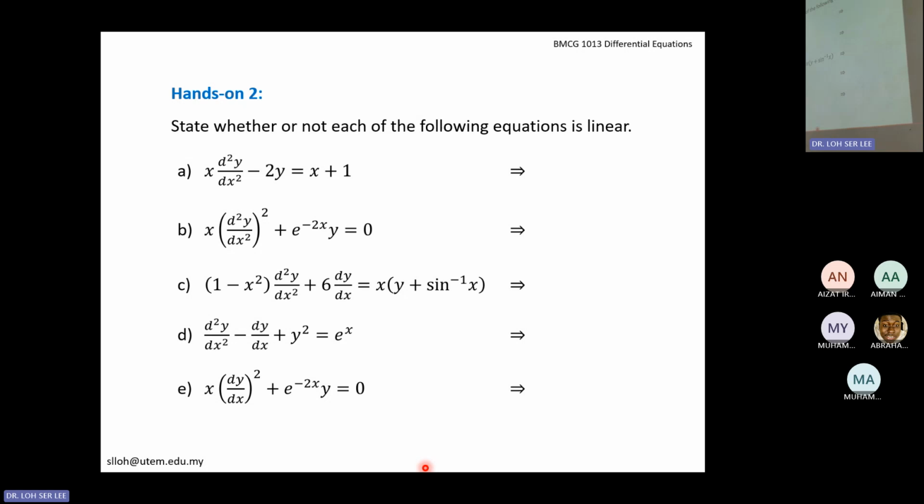For hands-on number 2, we look at the order. We revise order. What is the order for A? Second. B, second. C, D, E, first.